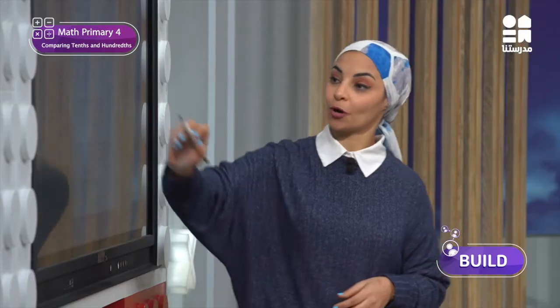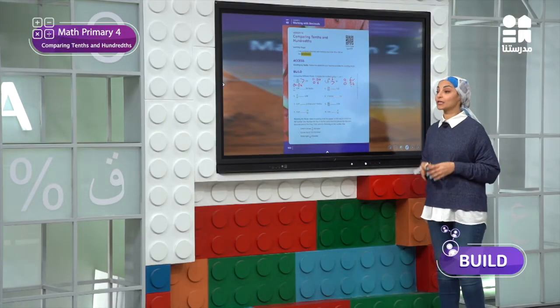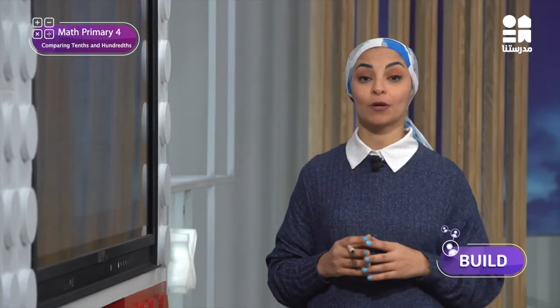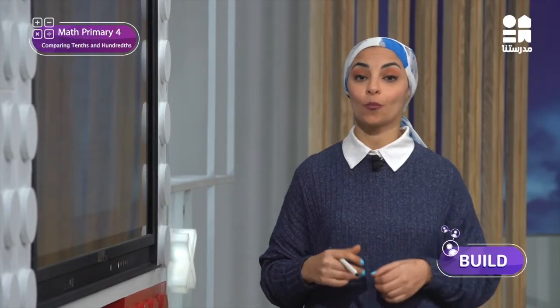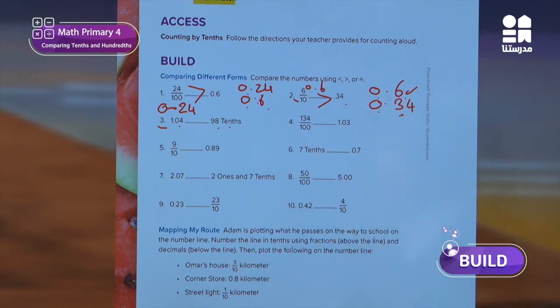Let's go to problem number 3. Problem number 3 needs more focus. We must concentrate very well and not rush in answering problem number 3. We want to compare 1 and 4 hundredths and 98 tenths.